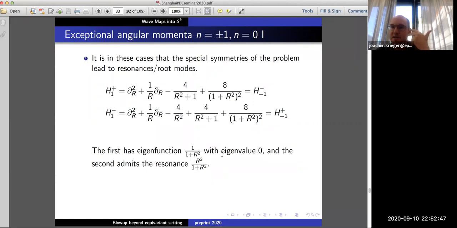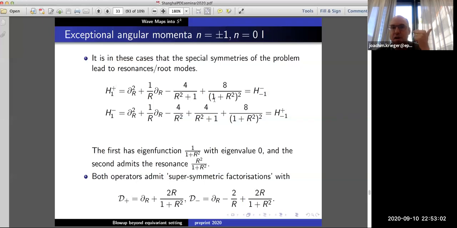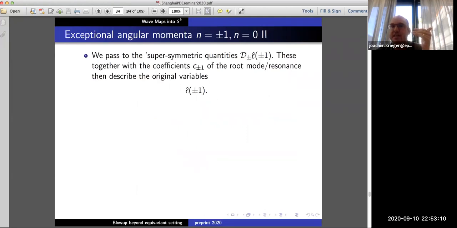And it turns out that the supersymmetric factorization works for all n. So this is not just n equals 0, this works for n equal plus 1, n equal minus 1, and so on. So here you can formally do the exact same procedure as you do in the n equals 0 case. You introduce the corresponding D plus and D minus operators, and you then work with the differentiated mode at n equal plus 1 or minus 1, plus a multiple of the root or resonant mode. And you have to control both of these to control these exceptional angular modes.